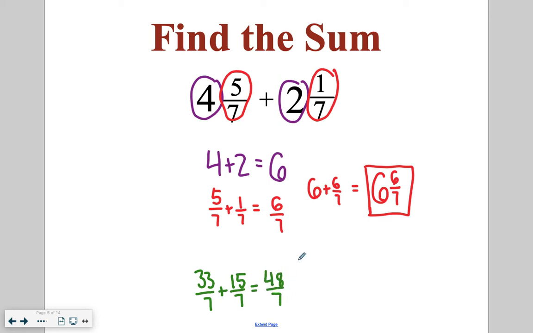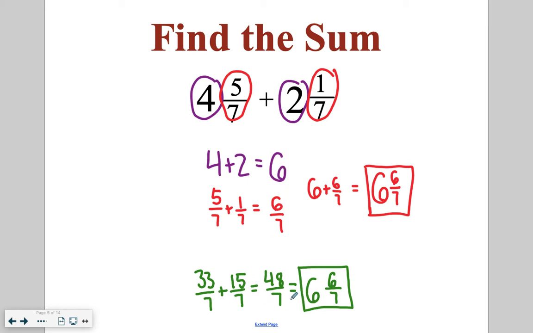And then you would have to re-simplify to a mixed number. So 7 can go into 48 6 times. 6 times 7 is 42, and to get from 42 up to 48, you need to add 6. So again, we get an answer of 6 and 6/7. So personally, I like splitting it up into whole numbers and fractions, but you also have the option to do an improper fraction.